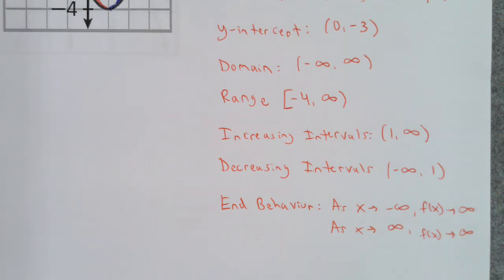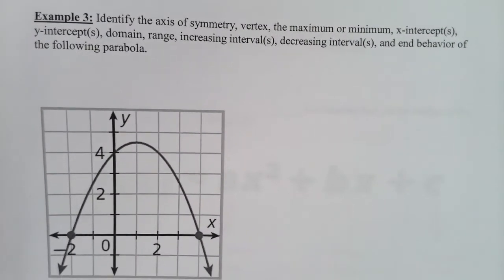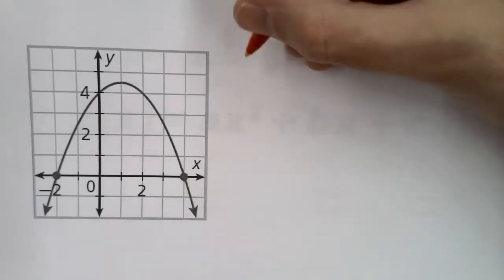Okay, let's do the next one. I'll go a little faster this time because we just did one. This will be the final example. Axis of symmetry first. Okay, so same directions. I'm going to do those same 10 things. Let's start with the axis of symmetry.